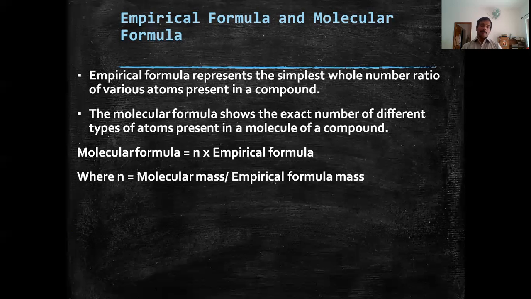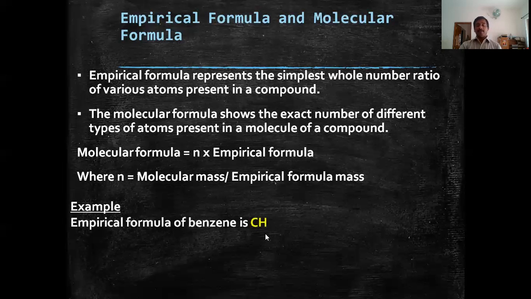What is empirical formula mass? It is calculated from the empirical formula. It is the sum of the atomic masses of all the atoms present in the empirical formula. That is the empirical formula mass. So that is the relationship between molecular mass and empirical formula mass. To understand it, we can solve an example.